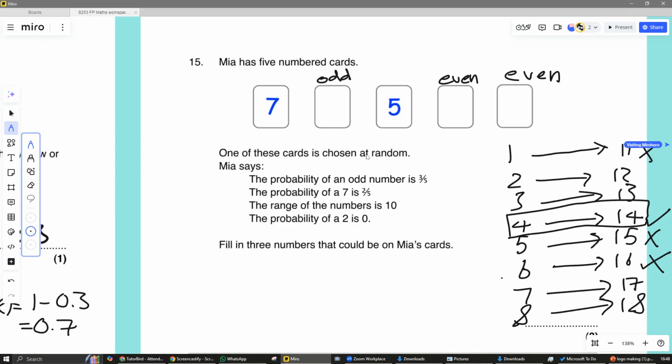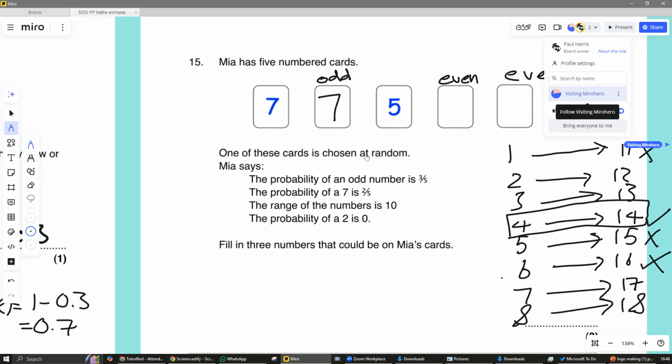So the next one, the probability of it being 7 is 2 out of 5, which means we've got 2 7s. Which one is that going to be? It's got to be that one because 7 is odd. So we've got just 2 remaining numbers. Both of them have to be even. The range of the numbers is 10. This is what all this stuff down here was.